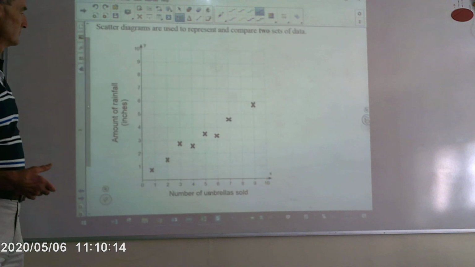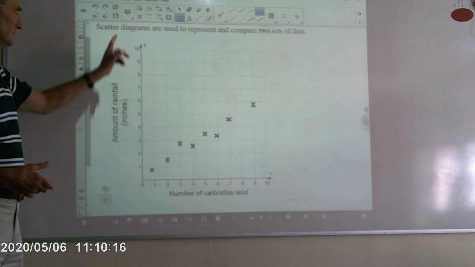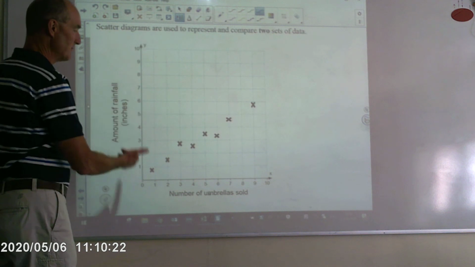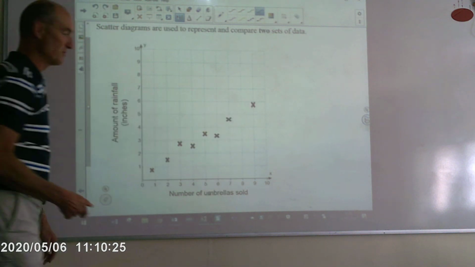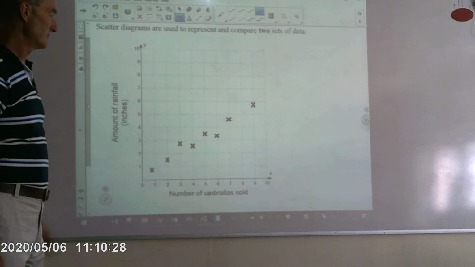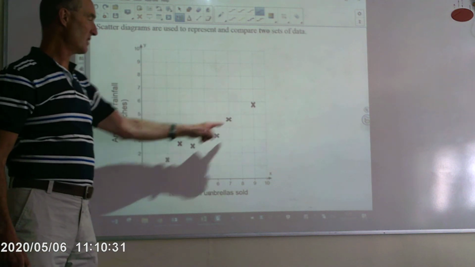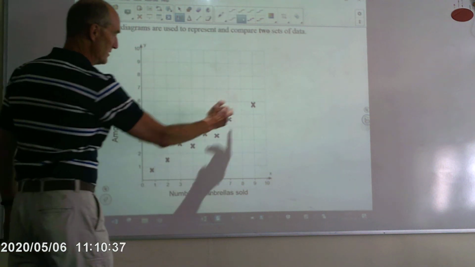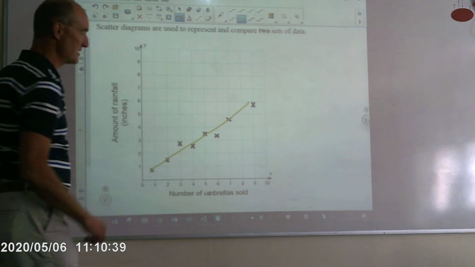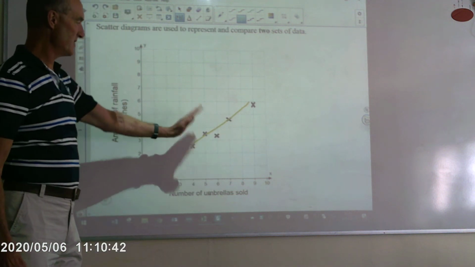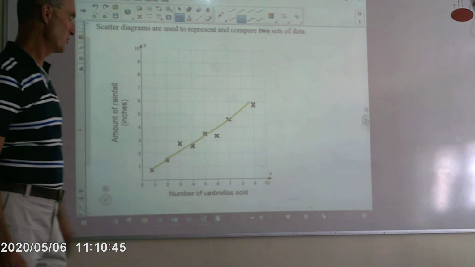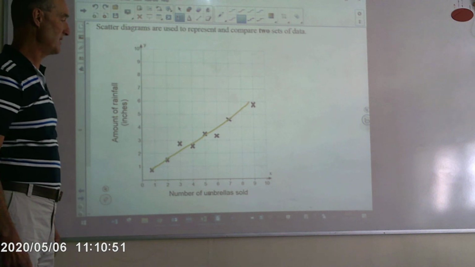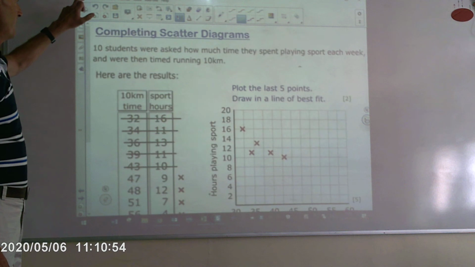Straightforward example. Amount of rainfall in inches, number of umbrellas sold by a shop. As the rainfall goes up, it's more likely that the shop's going to sell more umbrellas. Makes sense. This is not going to produce you a straight line if you join the points. This is where the line of best fit comes in. So we put in a line of best fit between those points. We're trying to roughly look for an even distribution either side of that line of the points that we've plotted. That's your line of best fit. That's what scatter diagrams, scatter graphs are about. We move on from there.